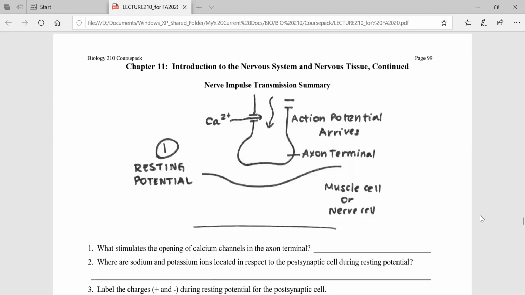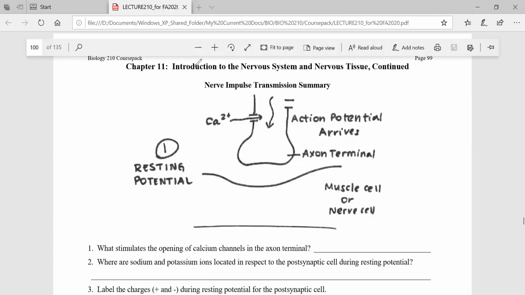Everybody, we're going to talk about nerve impulse transmission. Now, this serves as a summary because we're going to go through the highlights of the events. In your course pack, this begins on page 99. So first of all, let's talk about what we see here.